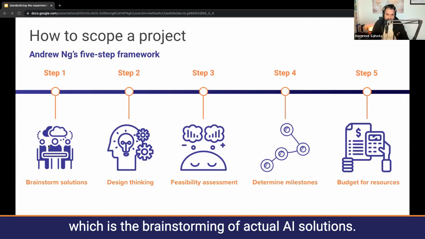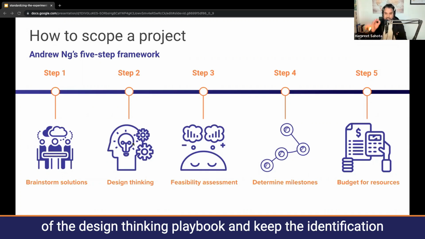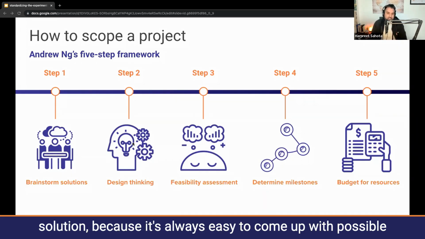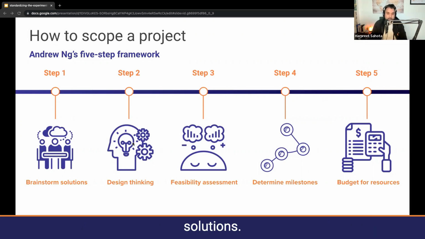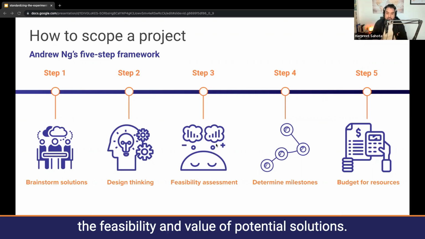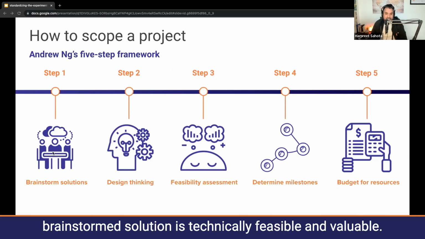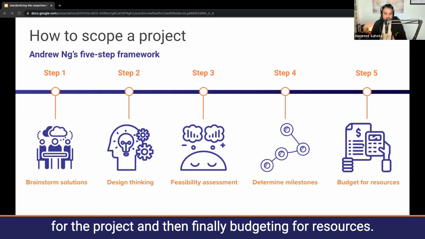which is the brainstorming of actual AI solutions. Andrew recommends taking a page out of the design thinking playbook and keeping the identification of the problem separate from the identification of the solution, because it's always easy to come up with possible solutions, but clearly articulating the problem will lead to better solutions. And once you've brainstormed a variety of different solutions, the next step is to assess the feasibility and value of potential solutions. So what you want to do here is double check that your brainstormed solution is technically feasible and valuable. The next steps Andrew recommends are determining milestones for the project, and then finally budgeting for resources.